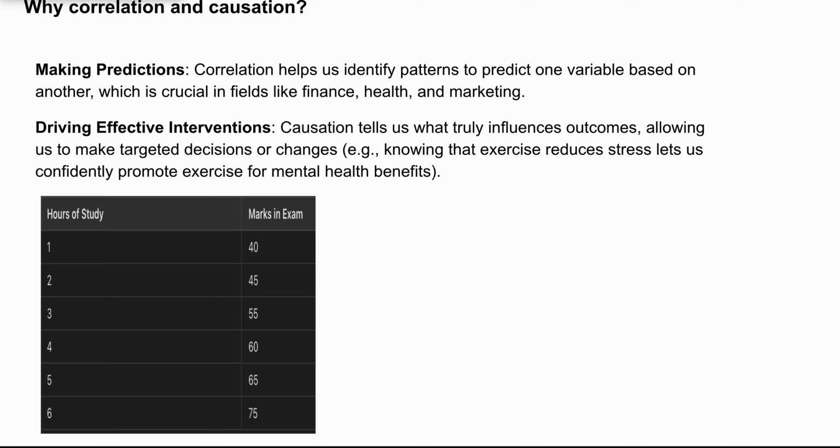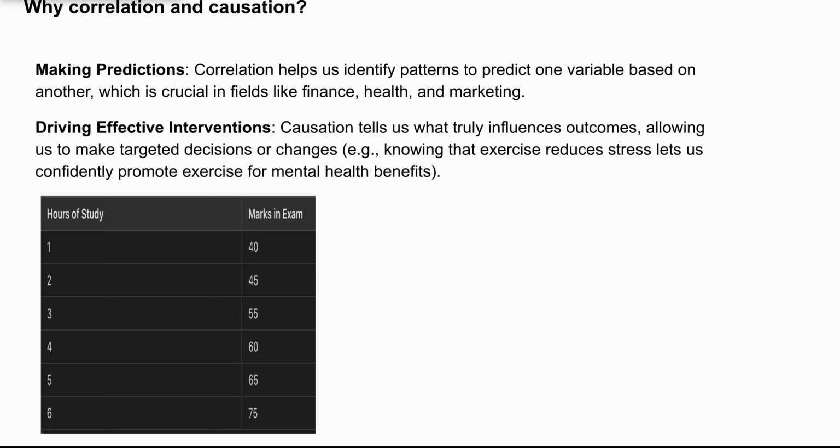So why do we need correlation and causation, right? Let's say you have two features: hours of study and marks in exam. You have just six records here, six students you may consider. One student has studied for 1 hour and he or she has got 40 out of 100. And you see there is a pattern here, right? As the hours of study keeps increasing, the marks in the exam is also increasing, right?